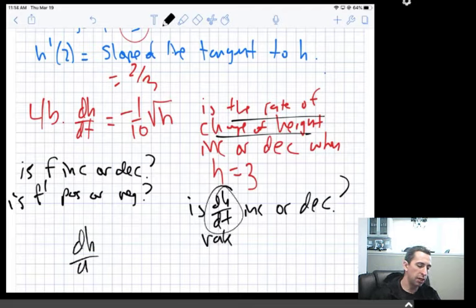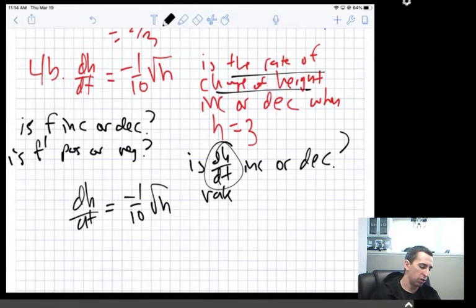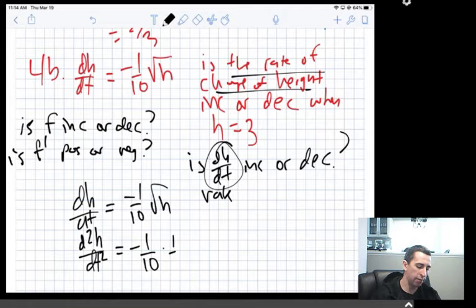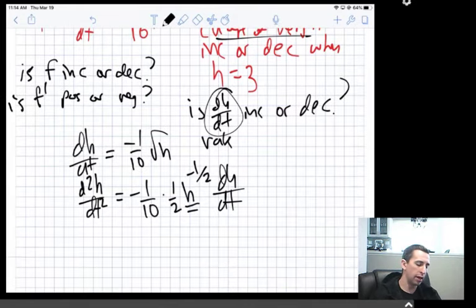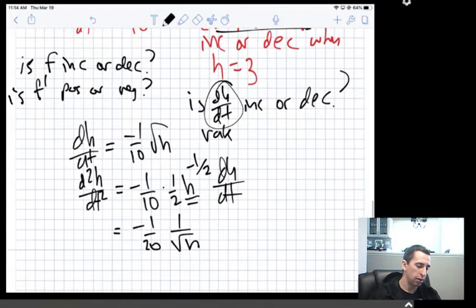So if dh/dt is equal to negative 1/10 root h, when you take a derivative, you're actually going to get a second derivative. So you're going to get the second derivative, d squared h/dt squared, is negative 1/10. Okay, so this is h to the 1/2, so that's times 1/2 h to the negative 1/2 times dh/dt. So we do need to apply the chain rule on that inside h. Okay, so that's going to be negative 1/20 times 1 over root h. And then the dh/dt is also negative 1/10 times root h.